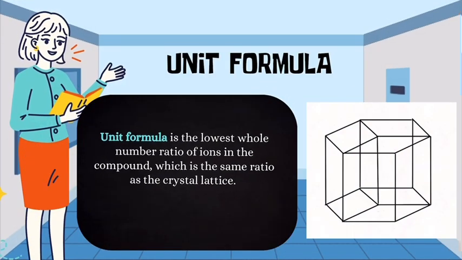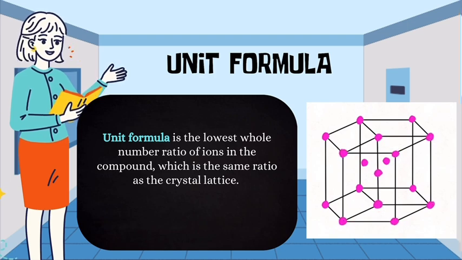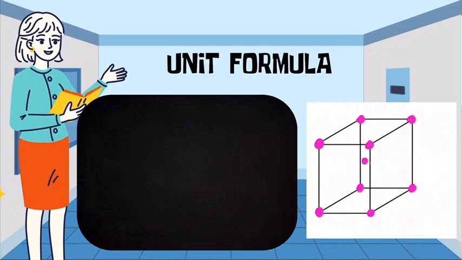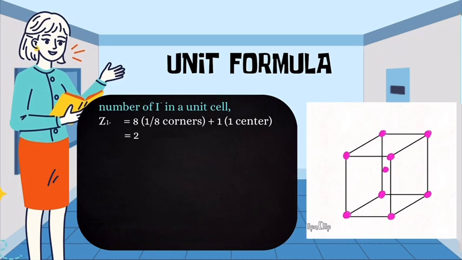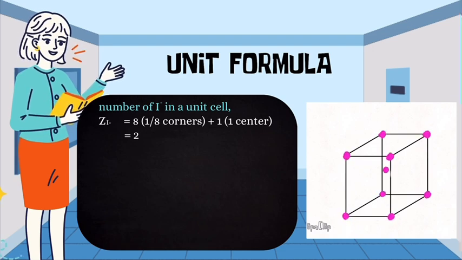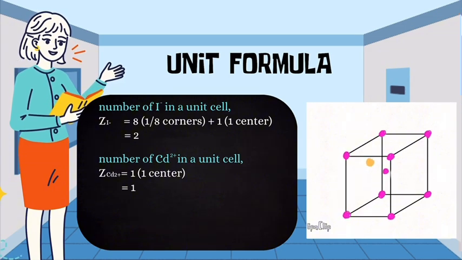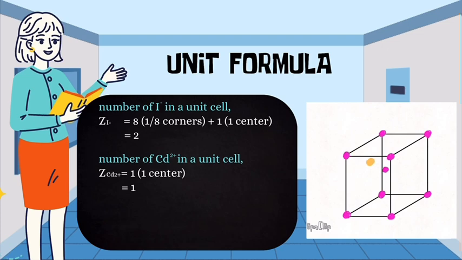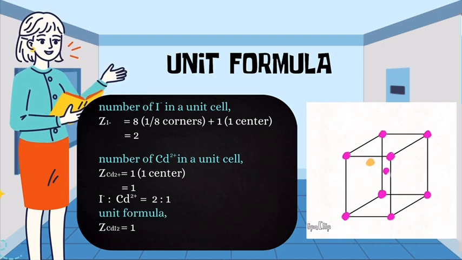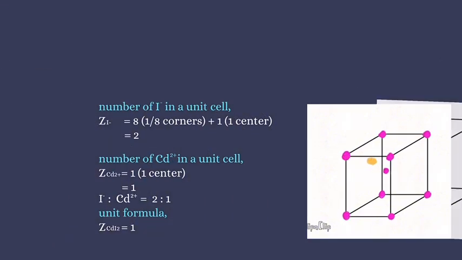As for the unit formula, we will be calculating the number of iodide ions and cadmium ions in a single unit cell. From the 1/3 of the hexagonal unit cell, there are 8 iodide ions at the 8 corners, and 1 iodide ion at the center of the cell. As for cadmium ions, there is 1 ion that occupies the octahedral hole of iodide ions. After summing up, the number of iodide ions and cadmium ions are 2 and 1, respectively, giving the unit formula of cadmium iodide, CdI2.